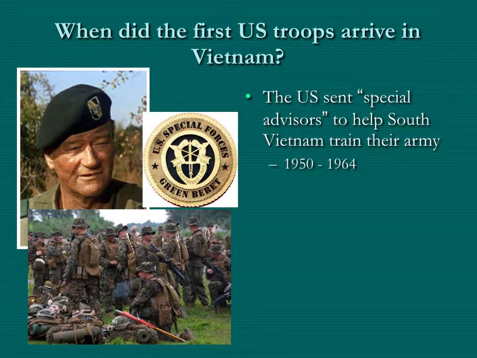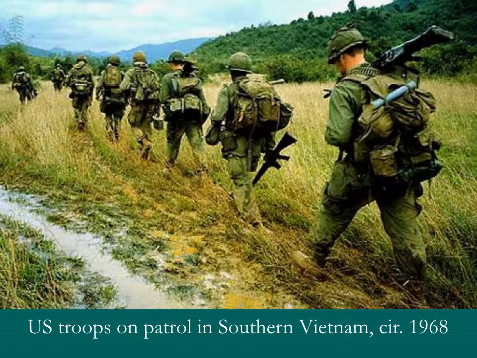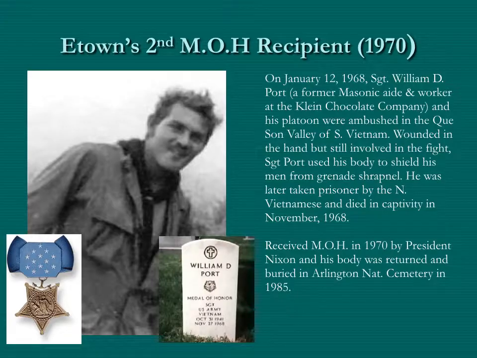So throughout the 50s and into the 1960s, we send advisors, the Green Berets, in. Eventually, by the time we get to the mid-60s, 1965, we have combat troops that drop in there. And by 1969, we have over 500,000 American troops in Vietnam. So the Seek and Destroy missions, once again, we'll mention E-Town's other Medal of Honor recipient who served in the Vietnam War, Sergeant William Port, also kind of a transplant here, worked at the Klein chocolate factory and eventually loses his life in Vietnam, taken prisoner by the North Vietnamese after kind of defending his platoon and allowing the wounded to get out. So we'll kind of mention him in here as well.